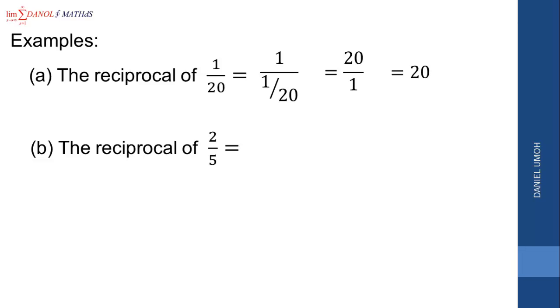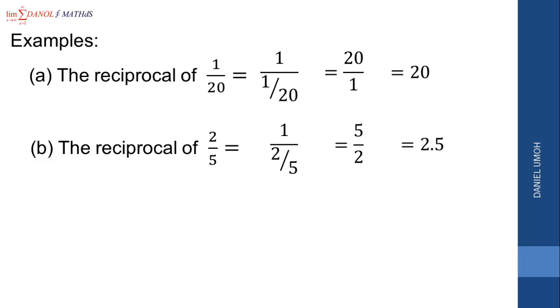But let's solve it together. So this will give us 1 over 2 over 5. So when you invert this, what do you have? 5 over 2. So therefore, the reciprocal of 2 over 5 is what? 5 over 2. If you want to simplify this 5 over 2 with your calculator, you can just have 2.5, because 5 divided by 2 is what? 2, remainder 1 over 2, which is 2.5.